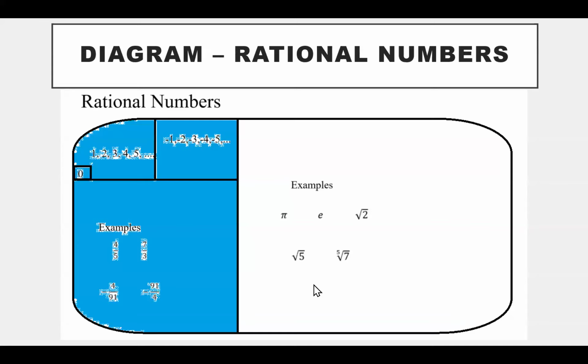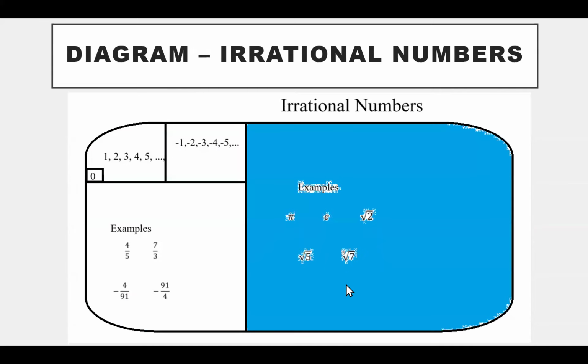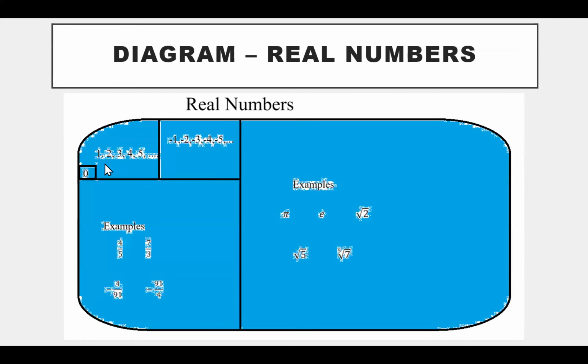And then the irrational numbers cover numbers which don't have a nice decimal expansion. Common irrational numbers are things like pi. There's a number e that we'll talk about later in the class. Square root of 2 is an irrational number. Square root of 5 is an irrational number. This is the fifth root of 7. That's an irrational number as well. And then together, all of the rational numbers plus all of the irrational numbers combined make up the real numbers.